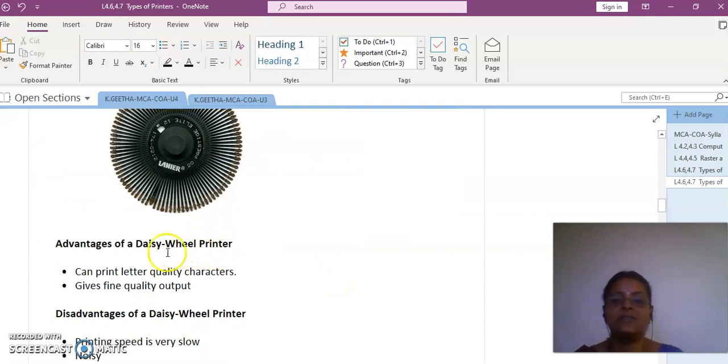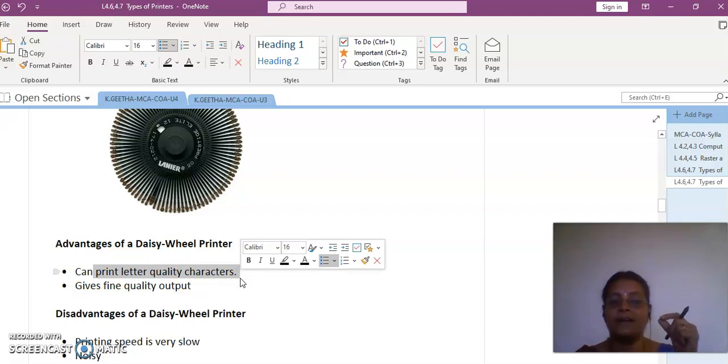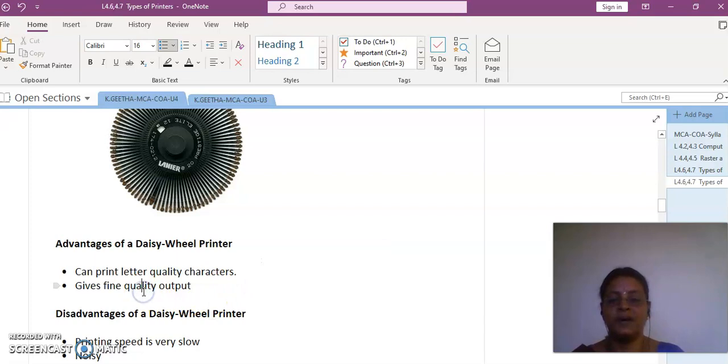So next, the advantages of the daisy wheel printer. It can print letter quality characters, because when you frame the font on the head of the daisy wheel assembly properly, then you will be able to generate the text with the proper quality. So usually this printer is noted for its fine quality output.